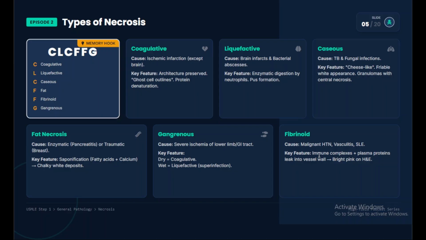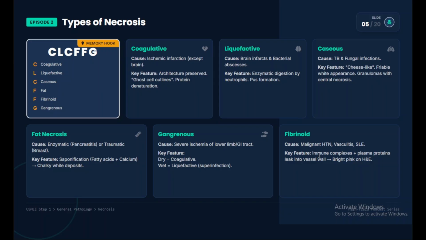Remember, in fibrinoid necrosis, immune complexes are damaging the vessel walls. So it's basically more of a vasculitis thing. Keep in mind, you have a blood vessel, and in that blood vessel, the immune complexes are depositing. When the plasma immune complexes deposit in the vessel wall, this causes the vascular wall to stain bright pink on H&E microscopy, and this is what is called fibrinoid necrosis.